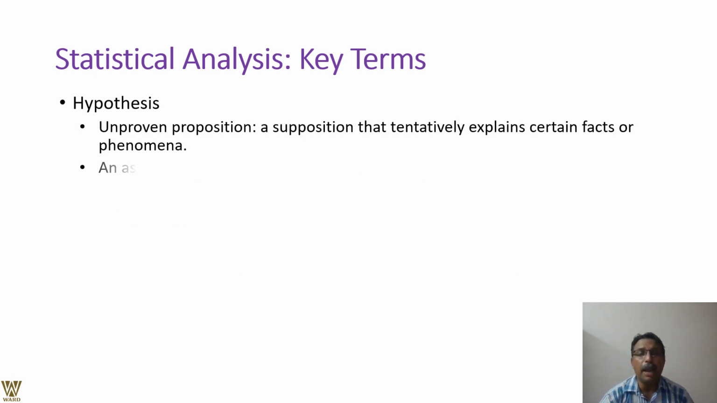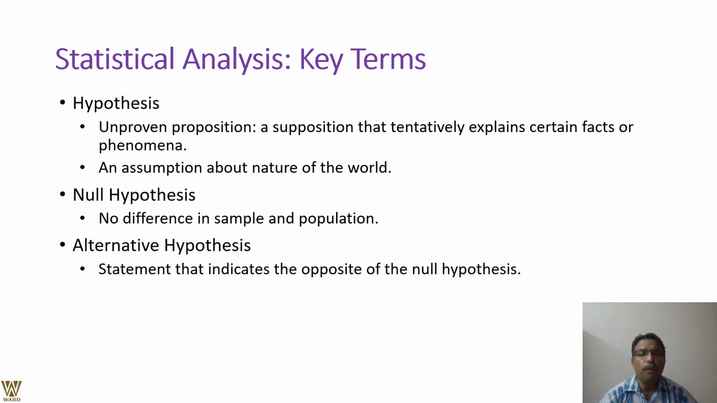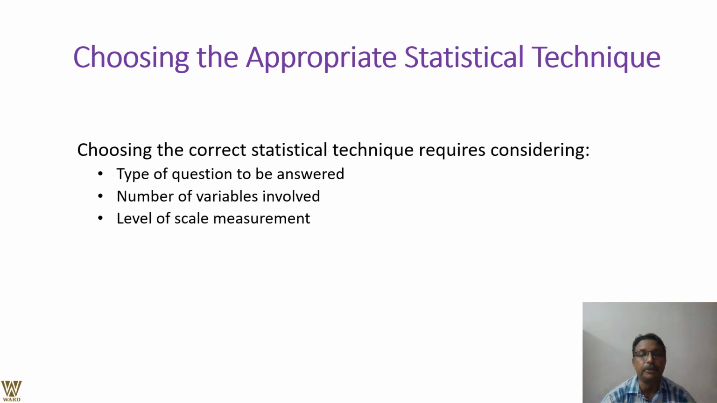Let me give you the hypothesis. So, what are we looking at? We are talking about unproven propositions. We're talking about assumptions in the nature of the world. So there is a null hypothesis where there is no difference between the sample and population; they are identical to each other. The alternative hypothesis indicates the opposite of the null hypothesis.